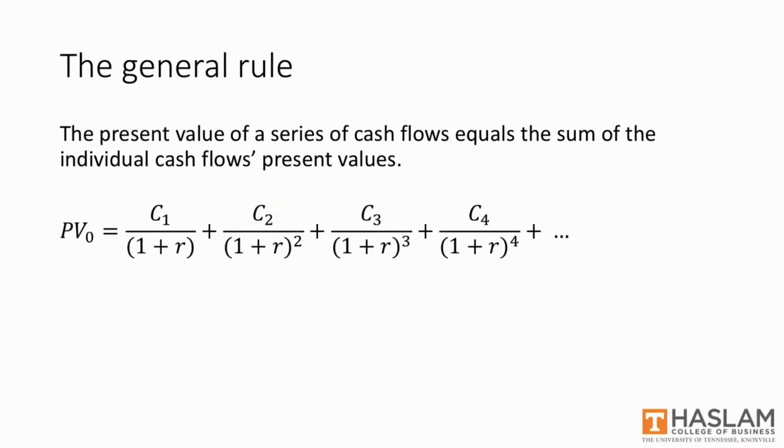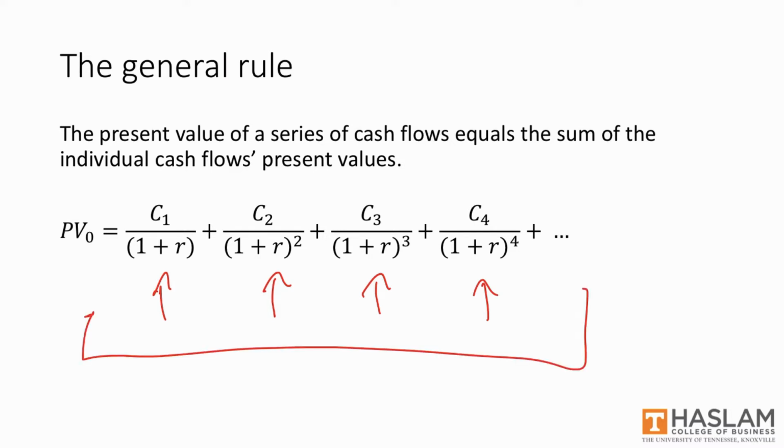Okay, so once again, let's first review the general rule for present value. To find the present value of a series of cash flows, you want to find the present values of each individual cash flow and then sum them up. That's what this formula does. You calculate the individual present values one at a time, and then you add them together. This is always going to be true for multiple cash flows. So what I'm showing you here is just another special case.